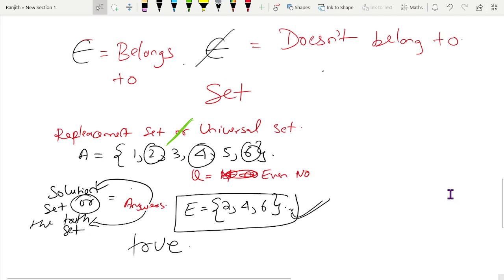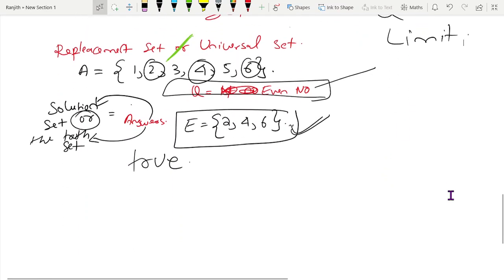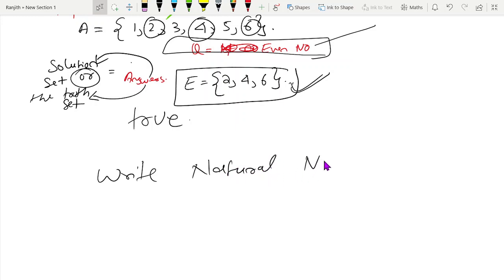From this, what did we conclude? A question will be given, and a universal set will be given. Can you see the question here? Even numbers. That question, or we call it limits, they'll set some limit. Now, if I tell you all to pick natural numbers, look here, I'll just tell you: write natural numbers. This is my question: write natural numbers.